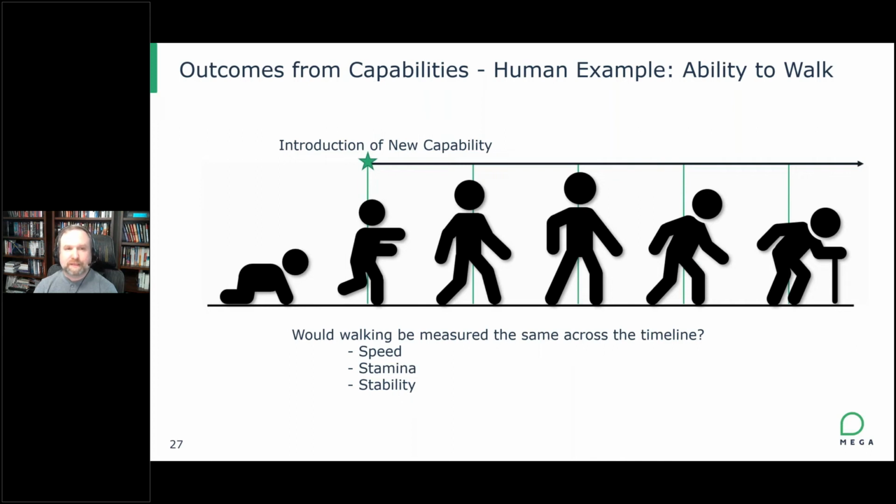Now, a capability is something introduced at a point in time, and I use this human example of the ability to walk. So at a certain toddler level, you learn to walk, you have that capability of walking, and that capability stays with you for most of your life cycle. There are certain cases where a capability may be decommissioned if an organization dramatically shifts their main mission or function, but generally speaking, capabilities last for a long and stable amount of time.